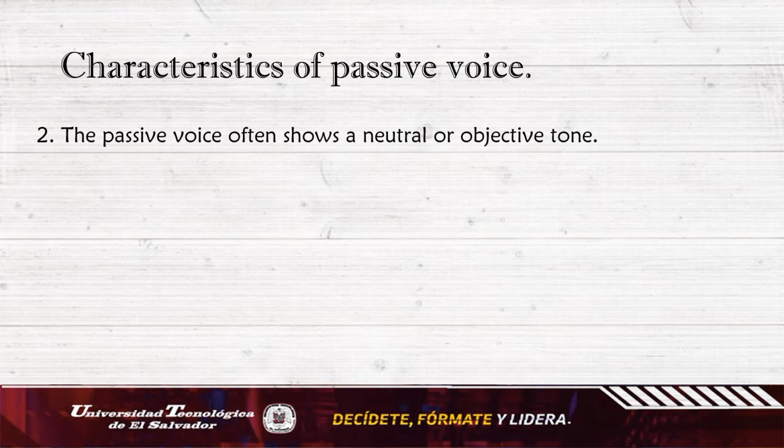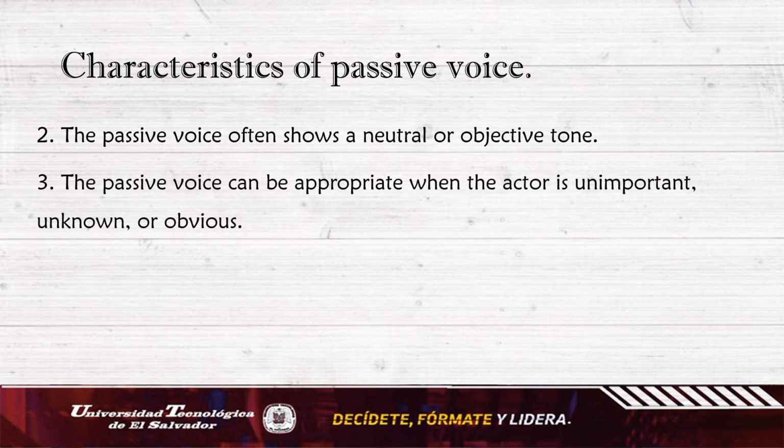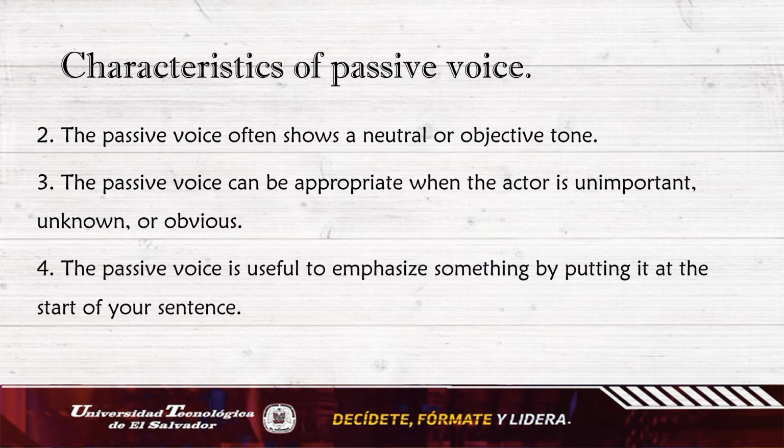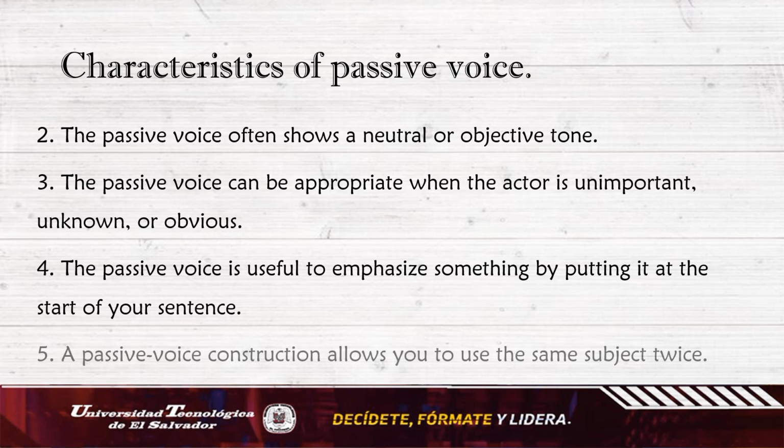Number 2. The passive voice often shows a neutral or objective tone. 3. The passive voice can be appropriate when the actor is unimportant, unknown, or obvious. 4. The passive voice is useful to emphasize something by putting it at the start of your sentence. 5. A passive voice construction allows you to use the same subject twice.